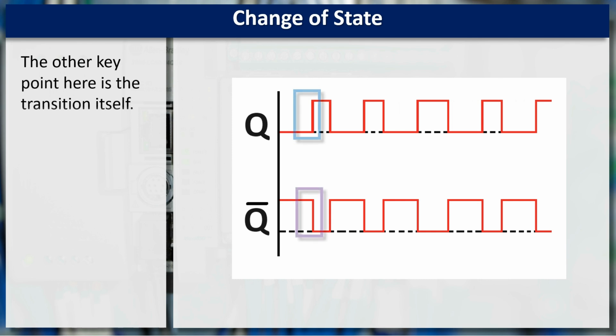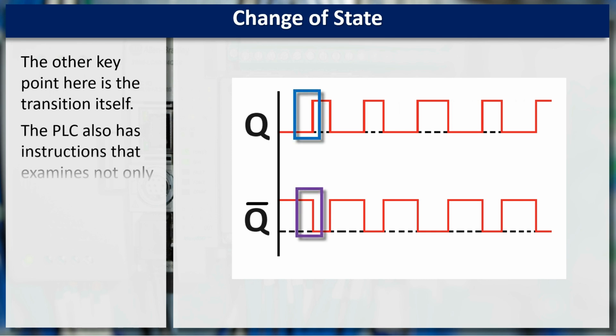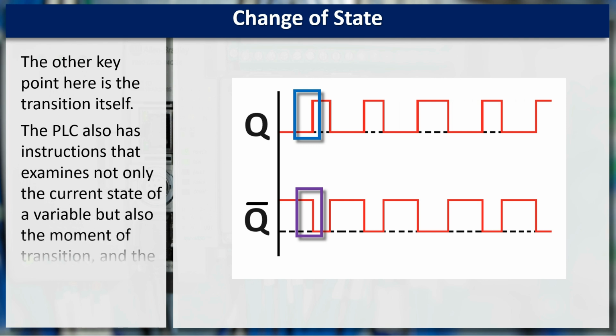The other key point here is the transition itself. The PLC also has instructions that examine not only the current state of a variable, but also the moment of transition and the direction of transition.